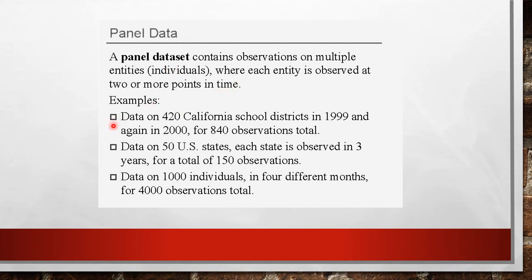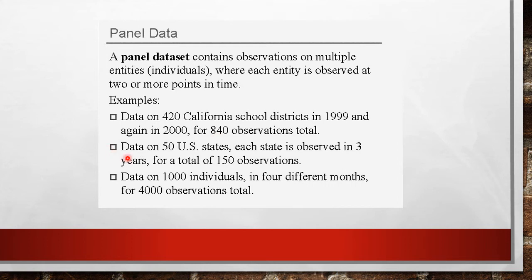There are some examples. Data on 420 California school districts in 1999 and again in 2000, for 840 observations total. If we consider these two years, in 1999 we take this amount of data from the school districts, and again in 2000 we take the same amount. So altogether we have 840 observations.